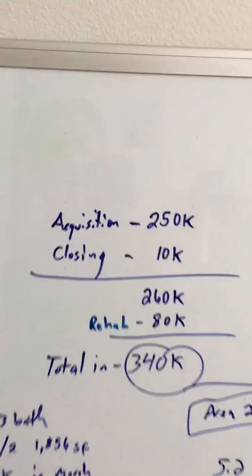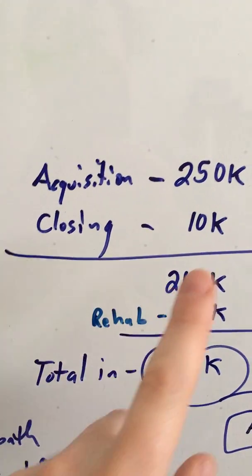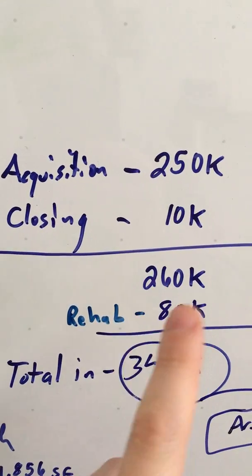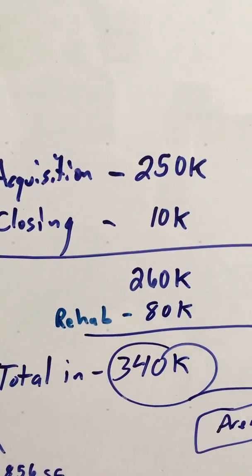So here's how these numbers look right now. Acquisition 250, closing I estimated 10K. So that leaves us at 260, then the rehab 80. So total in at 340.